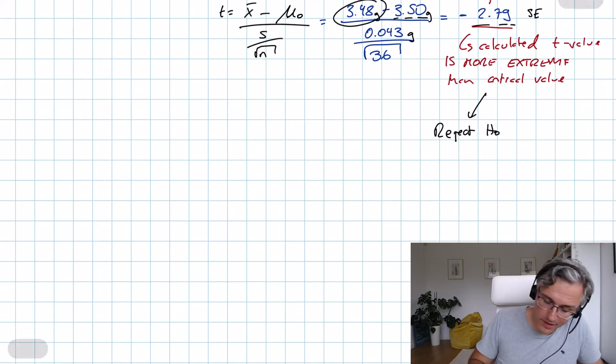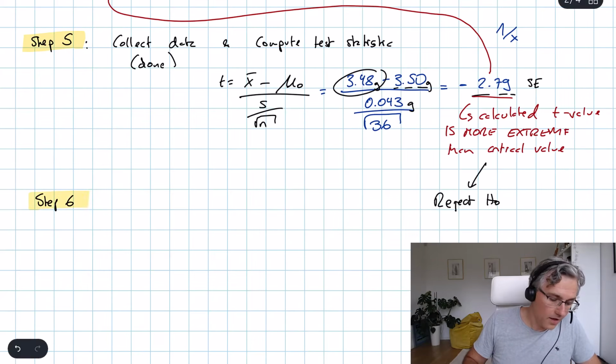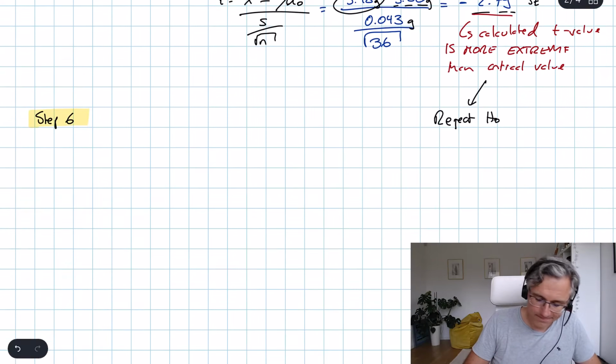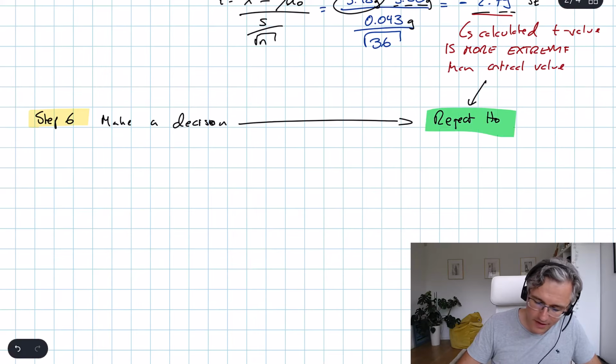I've gone one step too far, or I've speeded things up. This is actually formally step number 6. Make a decision. Based on everything so far, make the decision, and that decision is to reject H0.